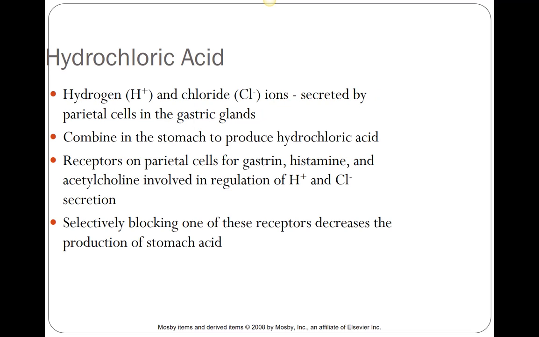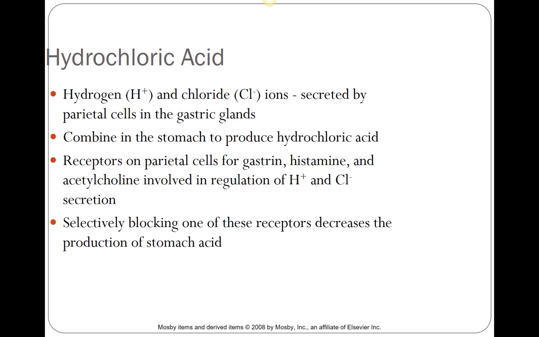Hydrochloric acid is made through little pumps, proton pumps, in those parietal cells. The body takes hydrogen ions and chloride ions and secretes them together in these parietal cells and makes hydrochloric acid. That hydrochloric acid goes out and starts breaking food apart and makes it easier to chemically digest. A lot of times these parietal cells are going to be influenced by things like gastrin.